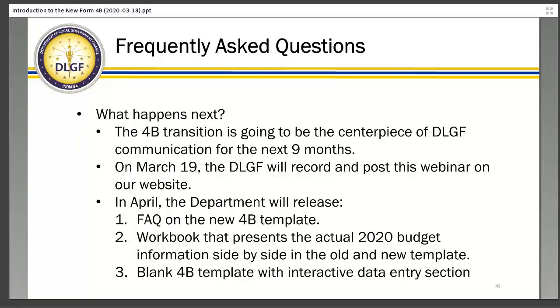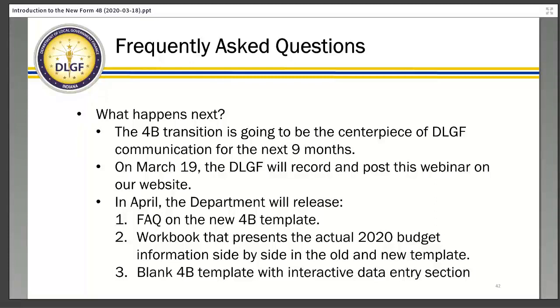We are also planning on releasing a workbook that will be pre-populated with the actual information used on the 2020 budget. We're going to present that 2020 information simultaneously in two different ways. On the left side of the screen, you'll see how the budget information is populated under the current format, and on the right side of the screen, you'll see how that same information is populated under the new template.